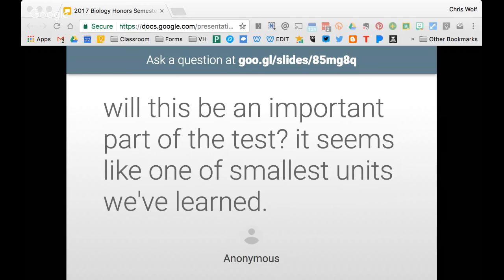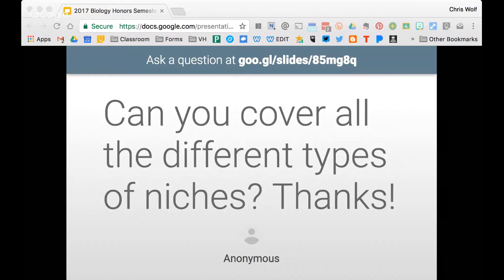Can you cover the different types of niches? Thanks. I don't have another 10 hours to talk to you about this. So basically, you just need to know in general what a niche is. Not that there are 100 different kinds of niches.